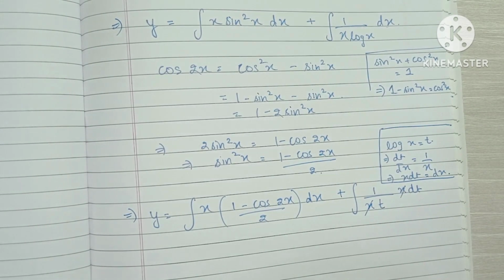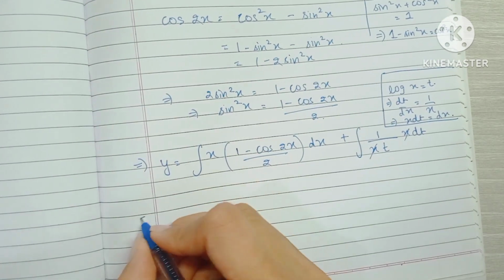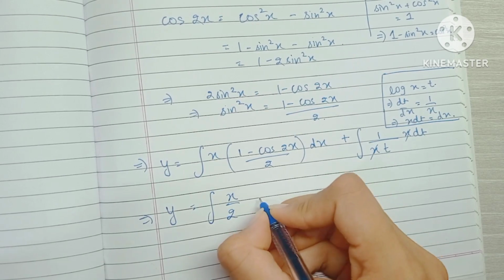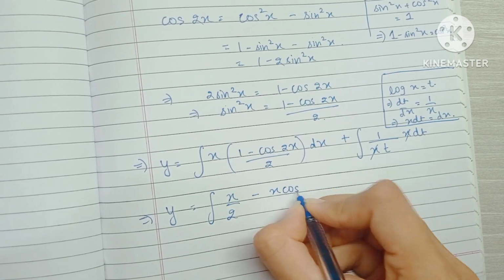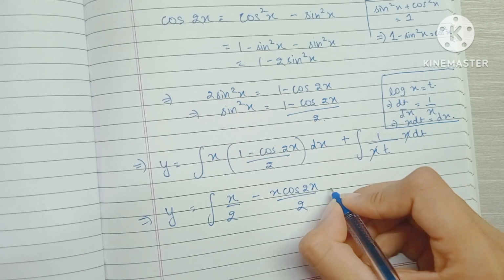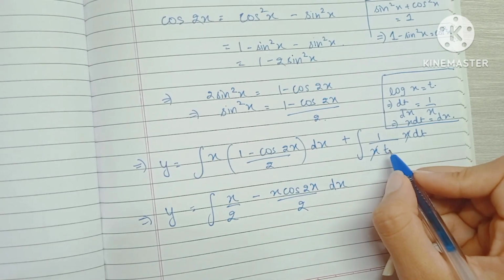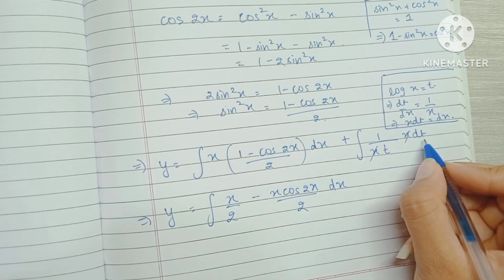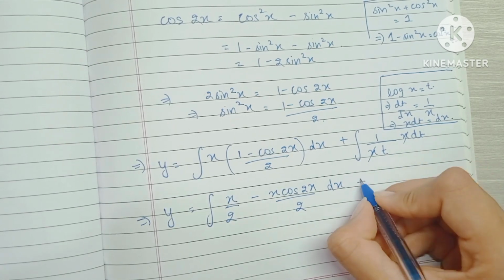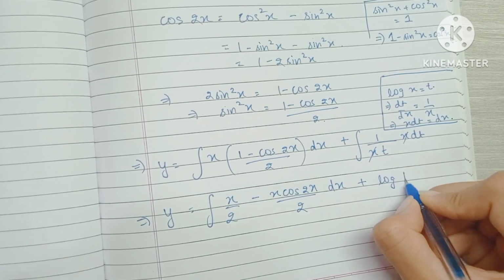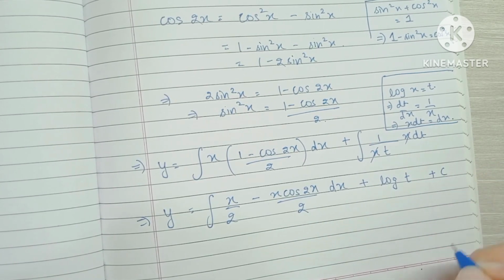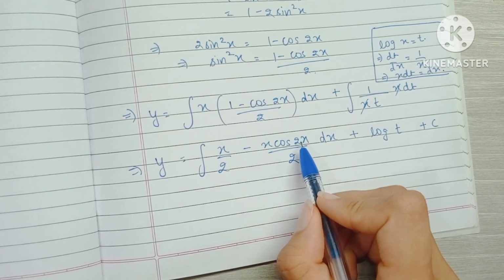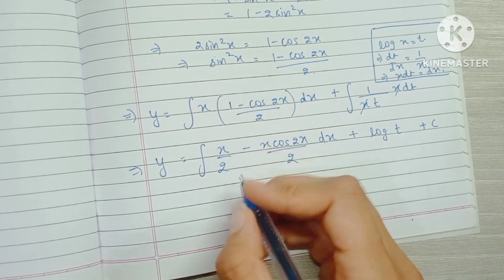So we're left with y is equal to the integration of x by 2 minus x cos 2x upon 2 dx. The integration of 1 by x is log x. So the integration of 1 by t with respect to t would be log t. So this becomes log t. Let's add a c, an arbitrary constant. And now we're going to be solving this part by parts. And this is pretty straightforward.